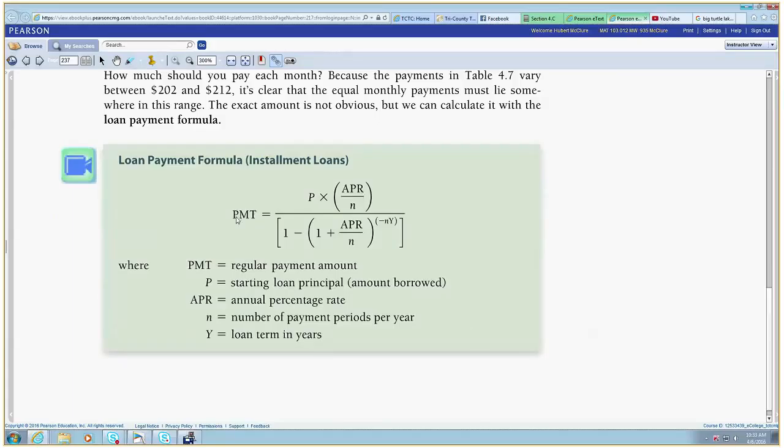Payment, that's your car payment or your house payment. Principal is how much you borrow. APR is your rate. N is the number of payment periods per year, which is monthly, so 90% of the time that's going to be 12. And this guy right here is (1 + APR/n) to the nt power. The only thing I don't like about this is this guy is to the negative nt power, and I'm going to flip that over to make it a positive. I'll do that in just a minute. But we're going to cut this guy out.